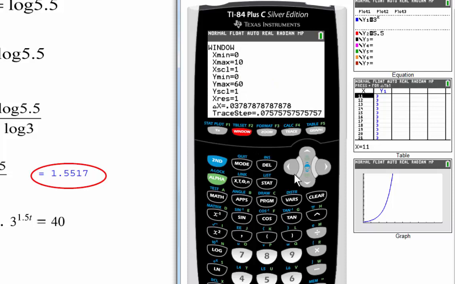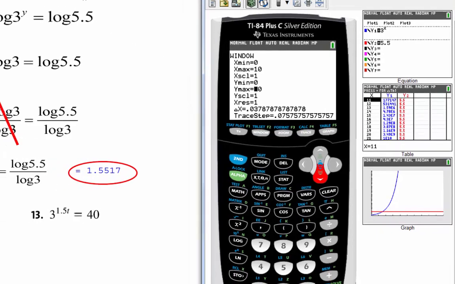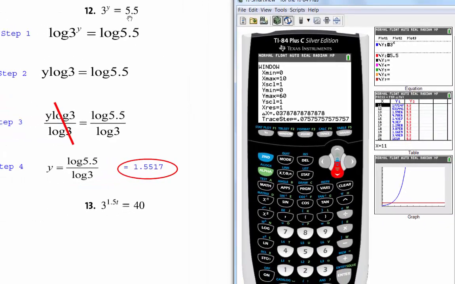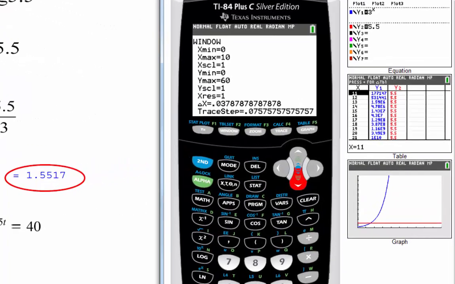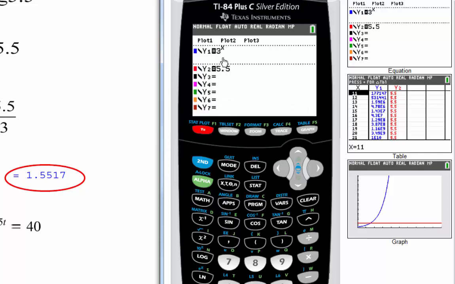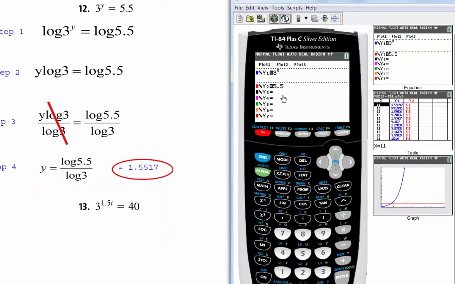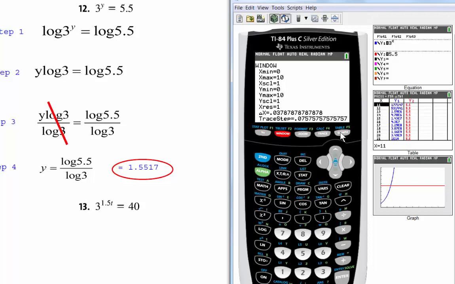Right, we'll go from 0 to 10 for the x, or for the domain. But for my y min and y max, well, the second line is going to be drawn at 5.5, right? There's going to be a straight line at 5.5. So I'm going to probably go to a number that's slightly bigger than 5.5. I'll try 10, 15. Okay, so I've graphed y1 is 3 to the x, y2 is the 5.5. I've changed my window. I'm going to press the graph key.